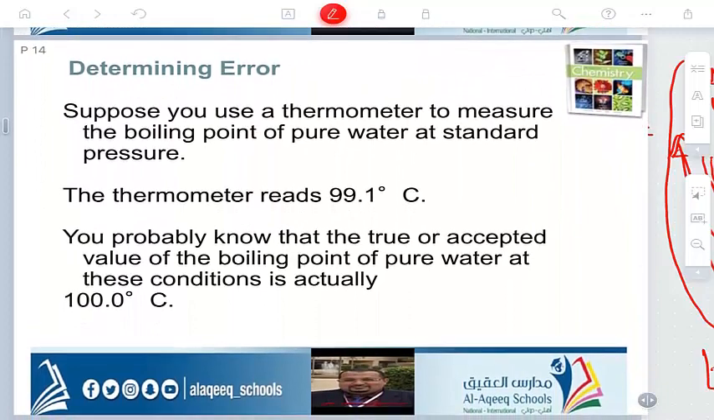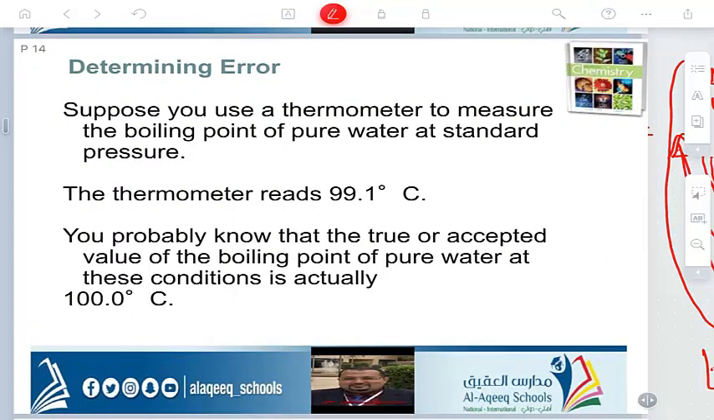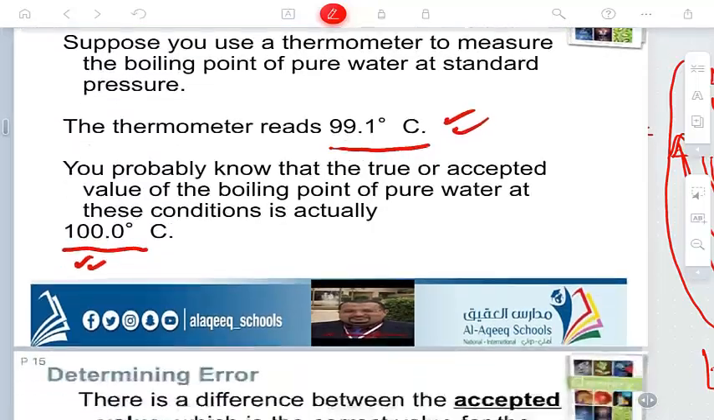Now we need to determine the error. What is the error? If you are measuring the boiling point of water, as I said, by thermometer, and the thermometer reads 99.1 degrees Celsius, not 100, you accept this value. Must be 100 degrees Celsius. This is the actual degree, but we have the reading 99.1. From these two readings, the actual one you know and the measured one you measured by thermometer, you can find something called the error.